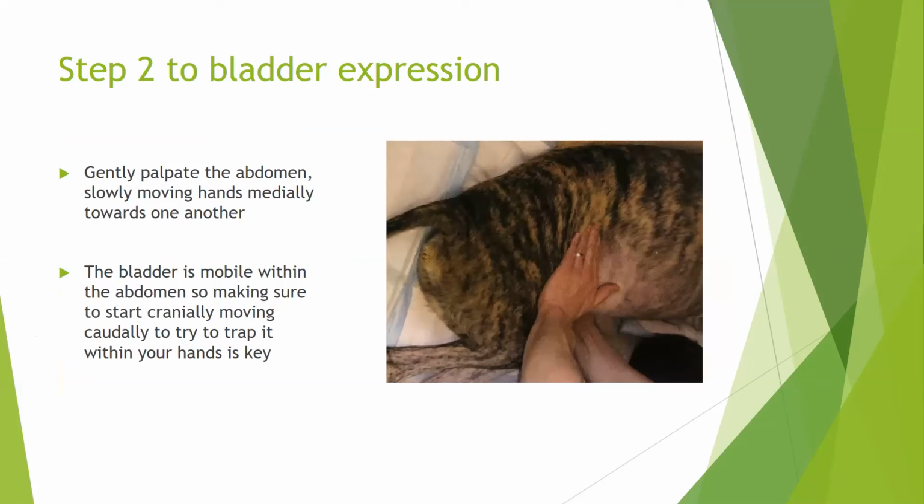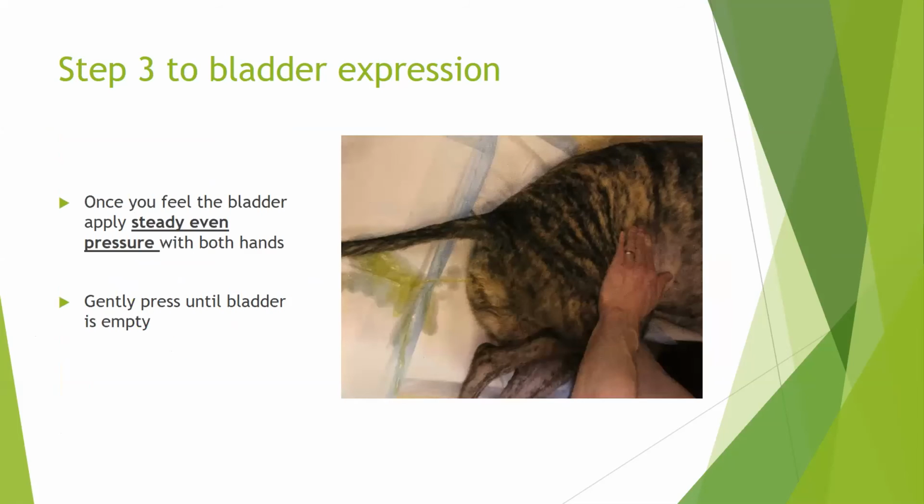Step 2 to bladder expression. You're going to gently palpate the abdomen, slowly moving hands medially towards one another. The bladder is mobile within the abdomen, so making sure to start cranially and moving caudally to try to trap it within your hands is key.